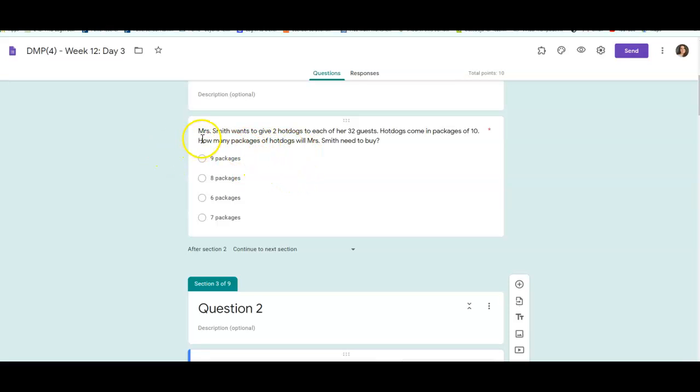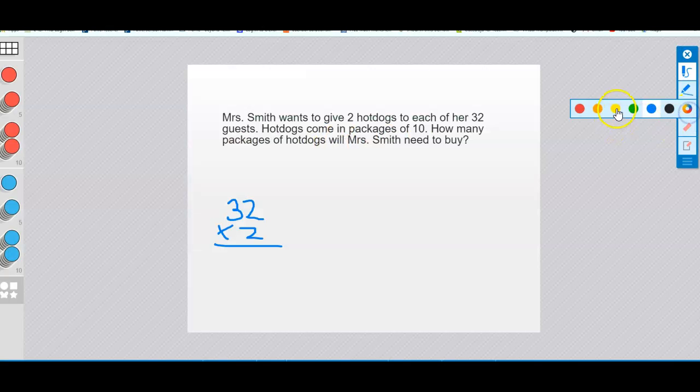So number 1 says Mrs. Smith wants to give 2 hot dogs to each of her 32 guests. Hot dogs come in packages of 10. How many packages of hot dogs will Mrs. Smith need to buy? So let's reread that problem, see what we need here. We've got to give 2 hot dogs to each of her 32 guests.